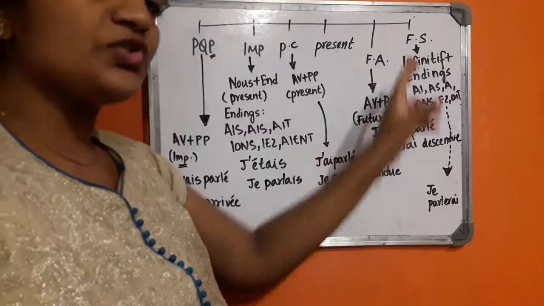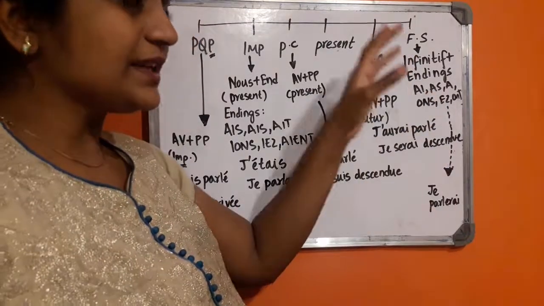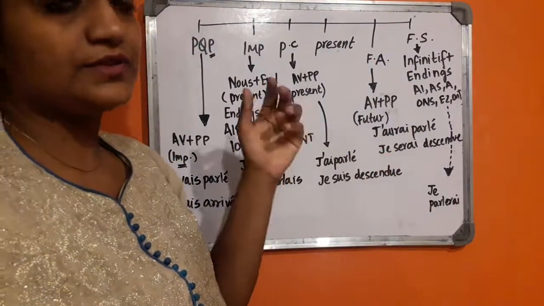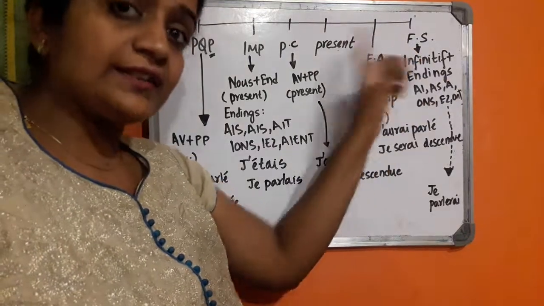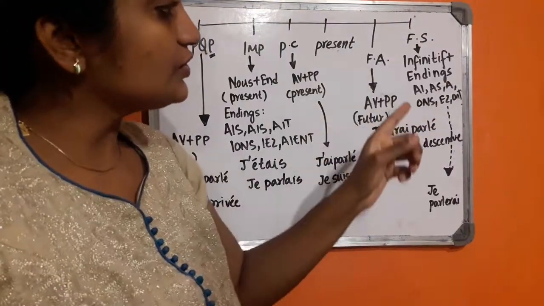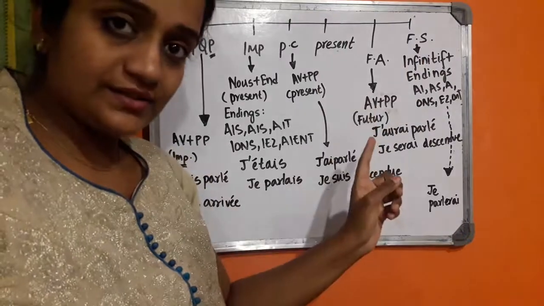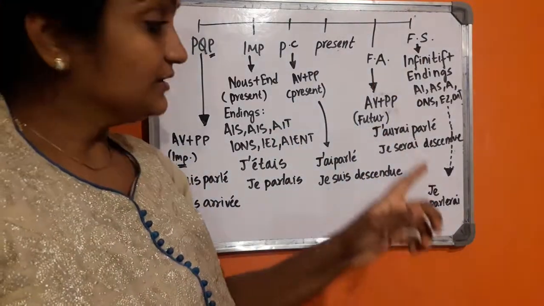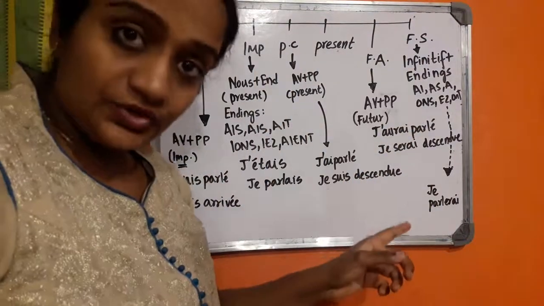Futur antérieur, futur simple, right? Futur simple is, as the name suggests, the simple future. We'll finish that and then come to futur antérieur, okay? So futur simple is the infinitive plus endings, okay? And then there are exceptions. There are several exceptions for futur simple.